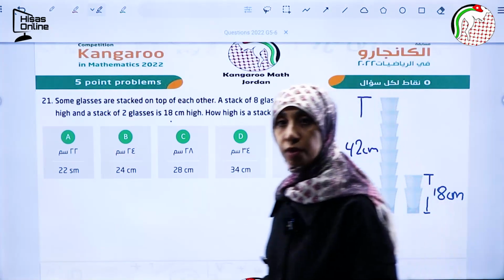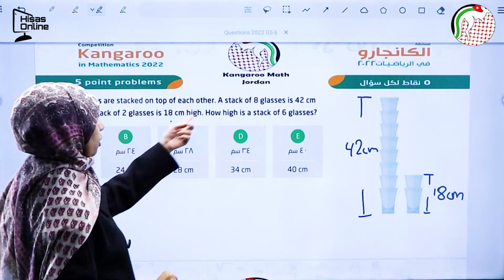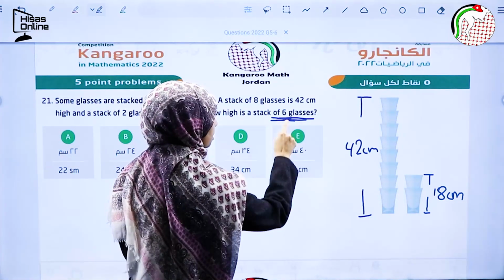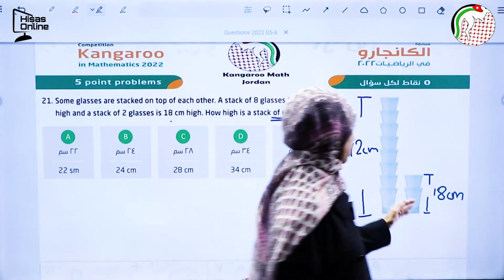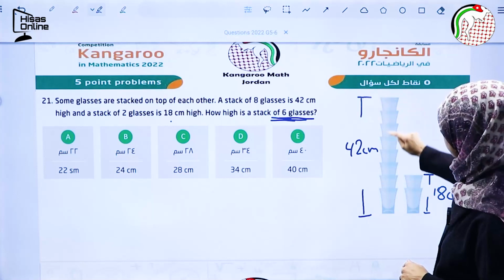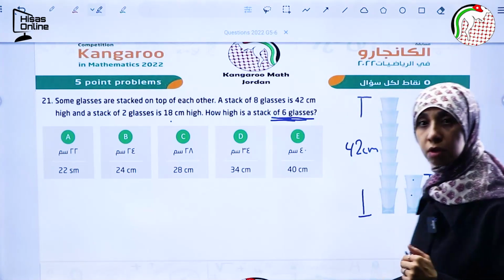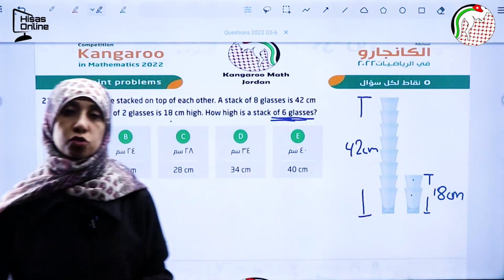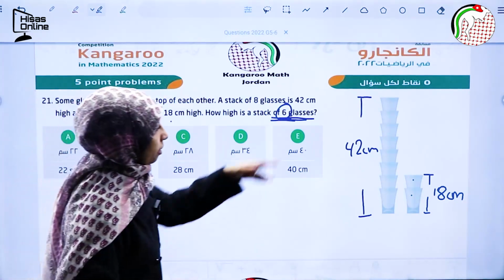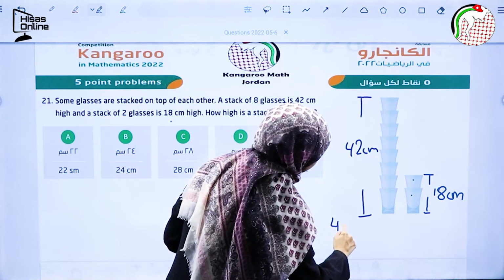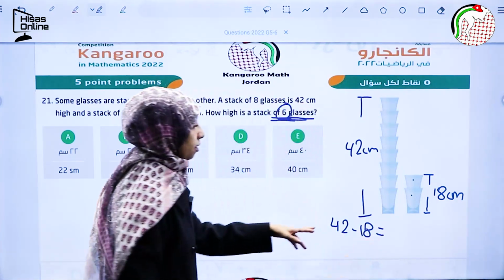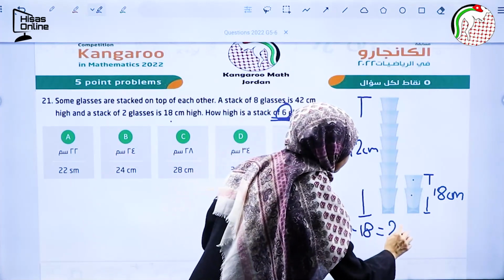Now, they want us in this question to find the height of the 6 glasses stacking to each other. So let's think. Those are 8 and those are 2. So 8 minus 2 equals 6. So if I subtract 42 minus 18, that makes 24 centimeters.